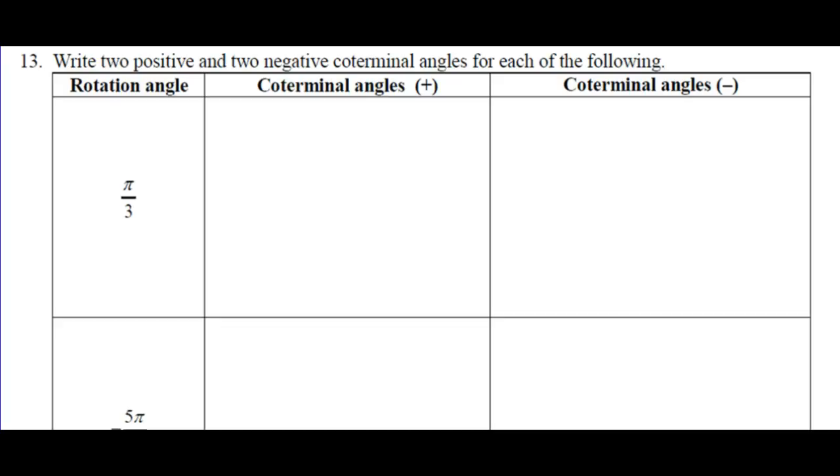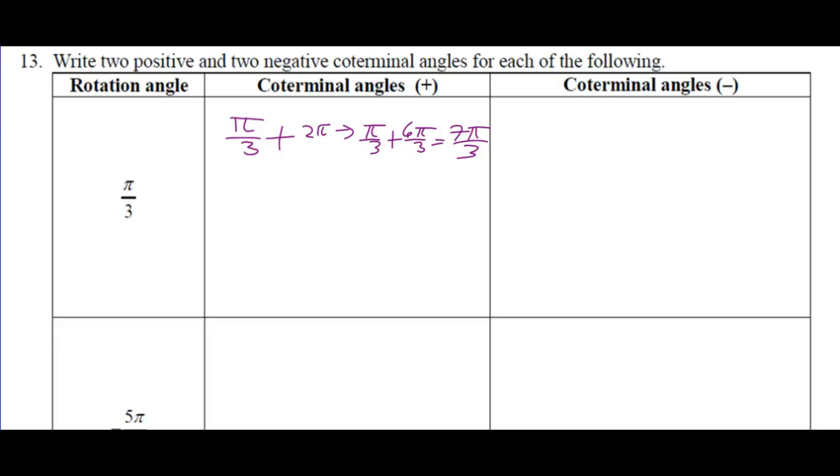Go for it. Like here. So here's pi over 3's, right? So coterminal angles, 2 positive. So I got pi over 3. And what do I want to add? I want to add 2 pi. But we're not going to think of it as 2 pi. We're going to think of it as something over 3, which is 6 pi over 3. So I'm going to add 2 pi, but really what I want is pi over 3 plus 6 pi over 3, which is equal to 7 pi over 3. Okay?